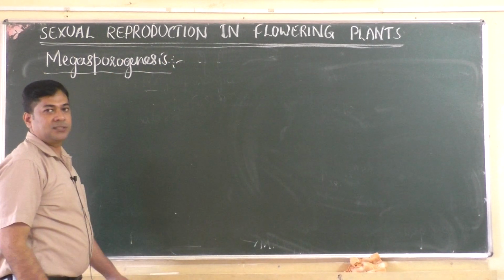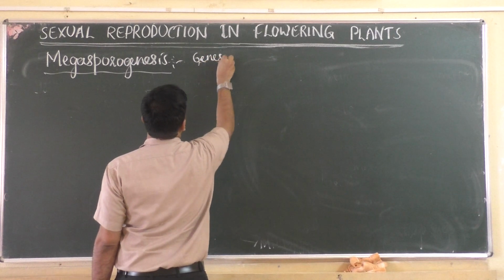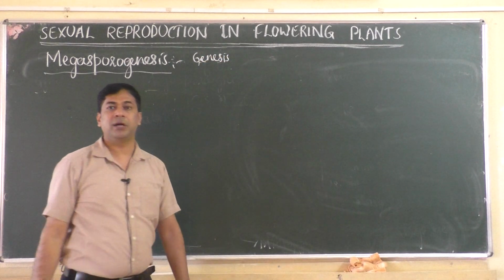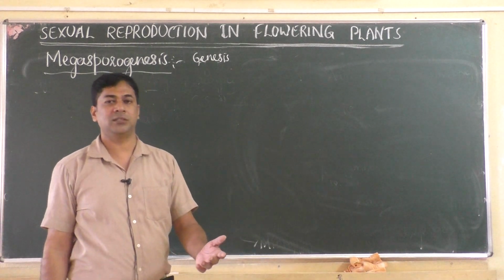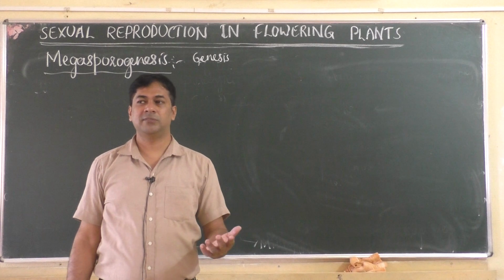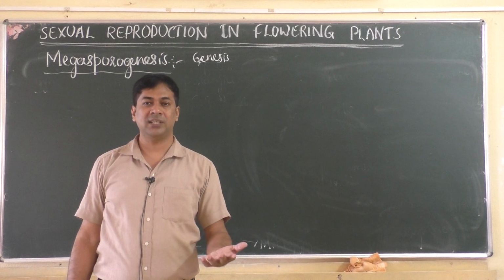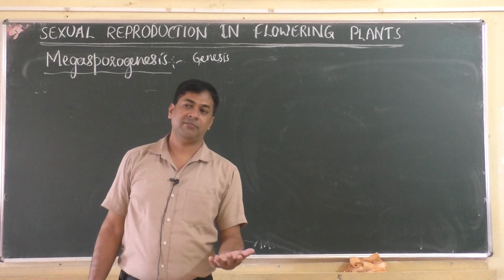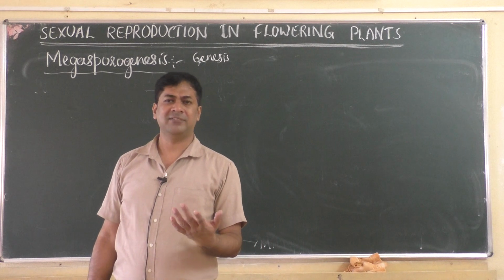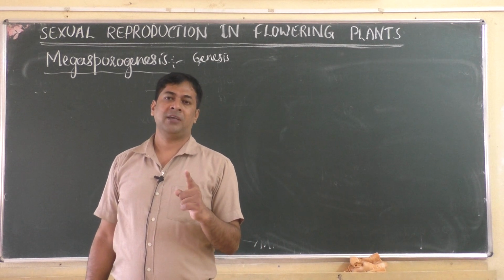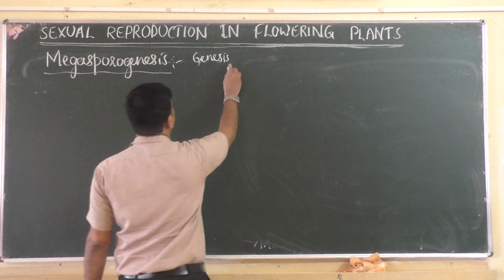The word genesis refers to formation. Like we say spermatogenesis, the name itself says genesis means formation. Spermatogenesis means formation of sperm. Like that, formation of egg is called oogenesis because another name for egg is ovum or ova. Singular and plural forms you know: if a single one is there, it is ovum; if many are there, it is ova. So genesis means formation.